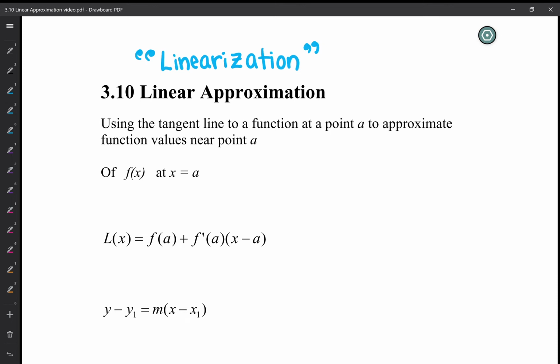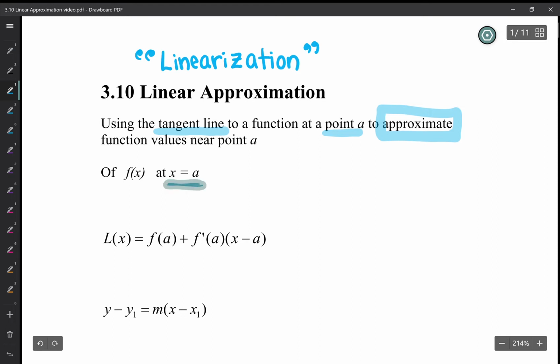Let's look at linear approximation, also known as linearization. This is where we use the tangent line to a function at a point A to approximate, and that's a key word, approximate function values near point A. So for a function, we're approximating its values near where x is equal to A.